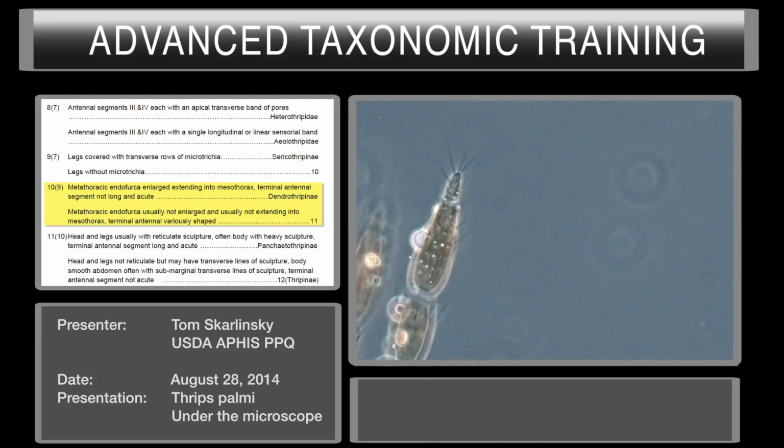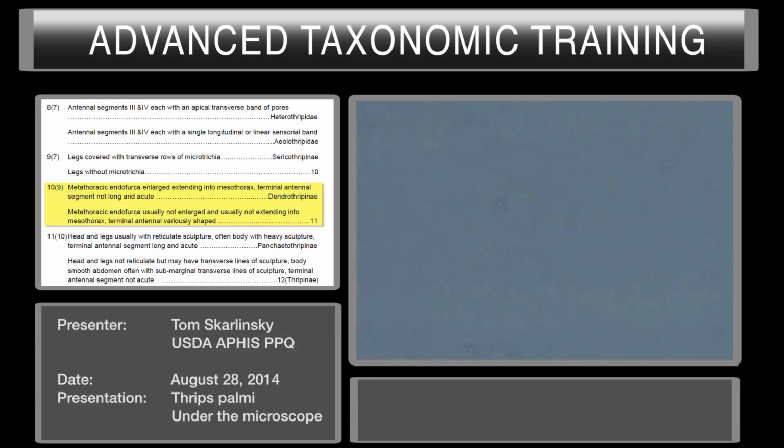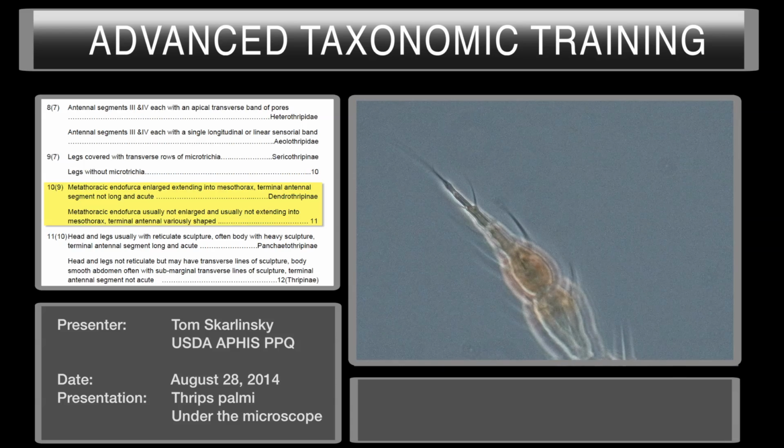Getting back to what I was talking about, our terminal antennal segment is not long and acute. It's fairly blunt, rounded on the tip. Here's an example where the terminal antennal segment is long and acute. Notice that it's wider basally, and then it comes to a very sharp, acute point. So our unknown doesn't have this character state.